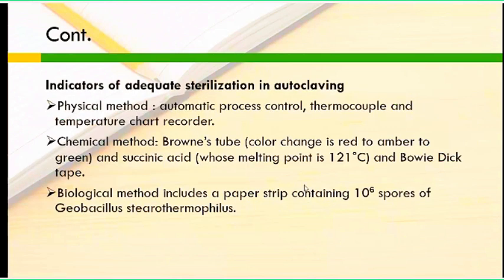What are the indicators of adequate sterilization in autoclaving? Well, we have physical method, which includes use of temperature chart recorder. Then you have the automatic process control, and you have the thermocouple. And we have biological method, which includes use of paper strip containing spores of Geobacillus stearothermophilus. Then you have the chemical method, which includes use of Browne's tube and succinic acid.